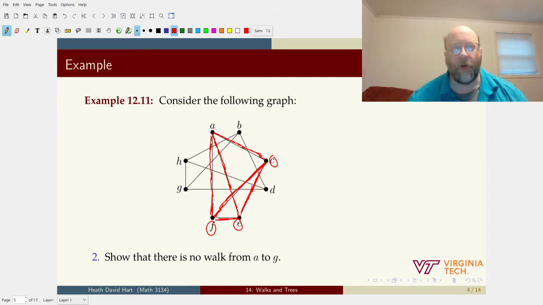There are no more edges, and so when I started from A and started filling in all the edges that I could get to, none of the edges take me to G. And so there is no walk from A to G, because A, C, E, and F are the only other vertices walkable from A.